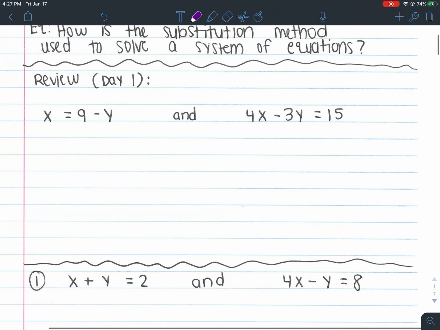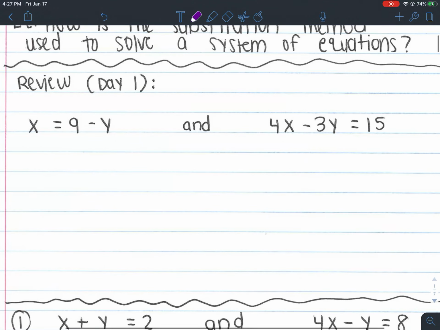All right, so we're going to review just things that we did in day one. So in day one, we saw that we had two equations, we had a system, and we were asked to solve. Now, when we're asked to solve, we're basically asked to say, hey, when do these lines cross each other, or do they ever cross, right? So we're given these two equations, and we're asked to use substitution.